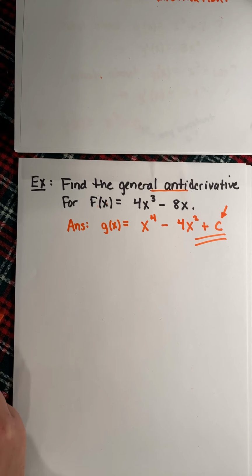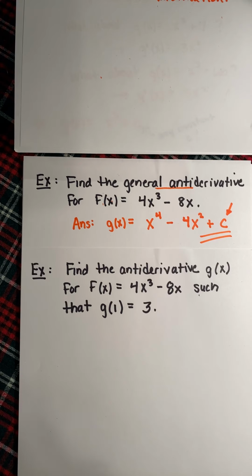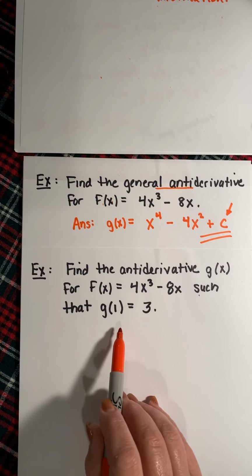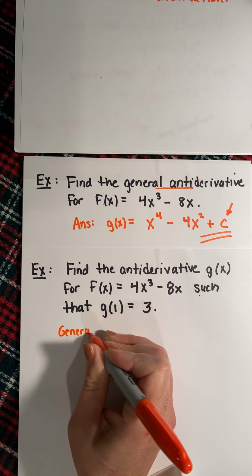All right, so we talked about particular antiderivatives, so let's look at this case. I say find the antiderivative of f such that g of 1 equals 3. Well, we found the general antiderivative just a second ago.